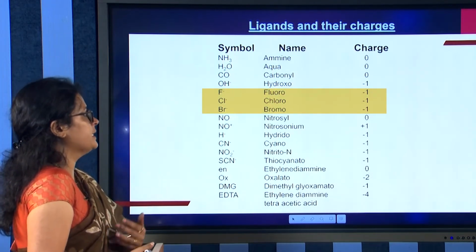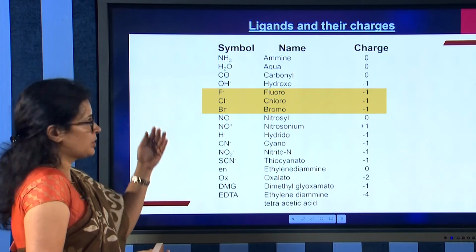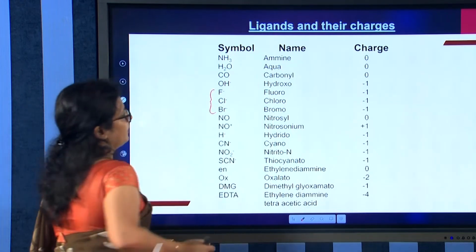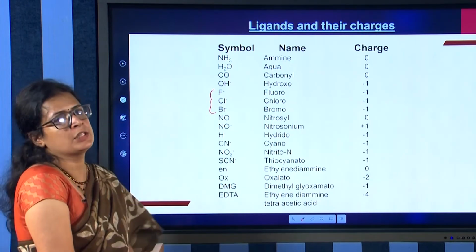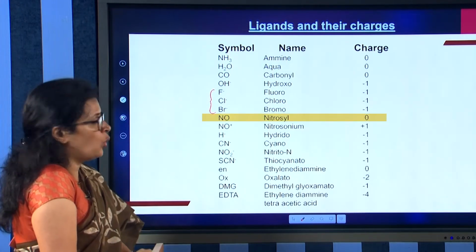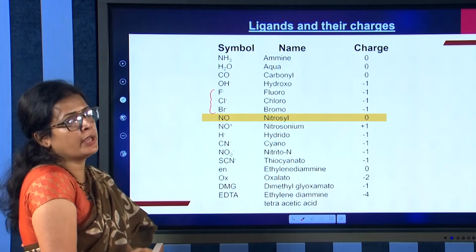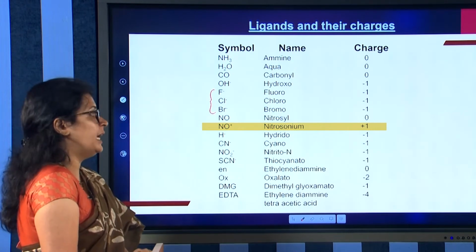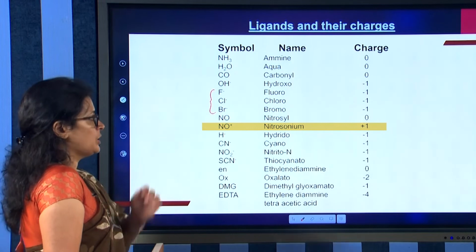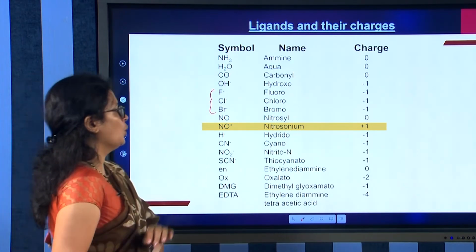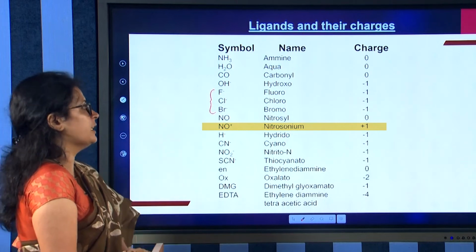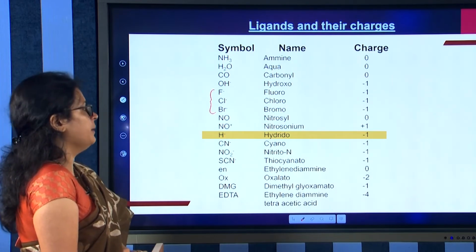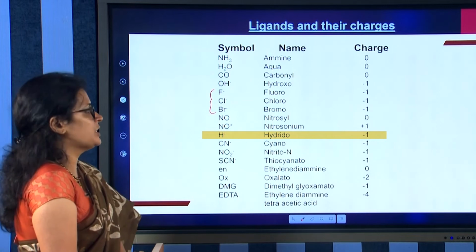Now we have F minus, Cl minus, Br minus. All these are halogens: fluoro, chloro, bromo. All of these have a charge of -1. And now you have NO. The NO ligand is a nitrosyl ligand. It is also chargeless, having 0 charge. Next is NO plus, named nitrosonium, which has a charge of +1. That is to be noted: we have a positively charged ligand, NO plus. And now we have H minus, named hydrido, and it has a charge of -1.